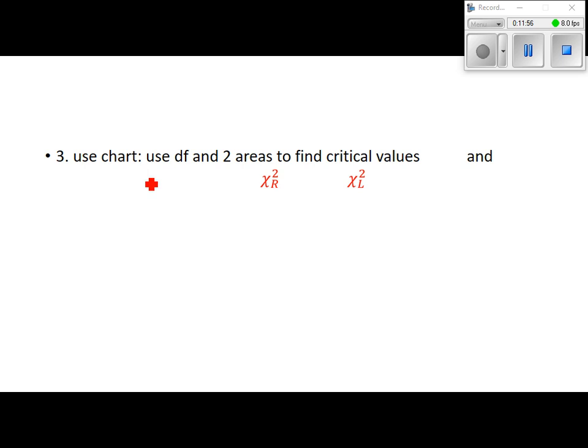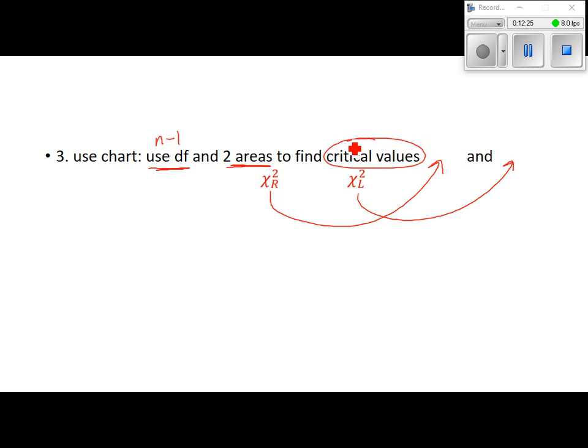Then you're going to use the chart. This is supposed to be right there, and this is supposed to be right there. I can't get them to move on my PowerPoint anymore. So you use the chart, find your DF, n minus 1, and the two areas to help you find the critical value.